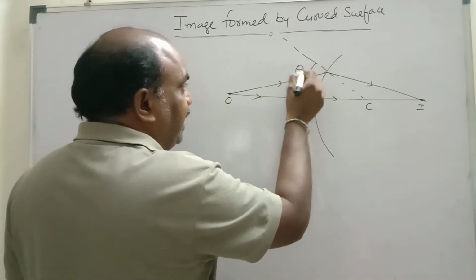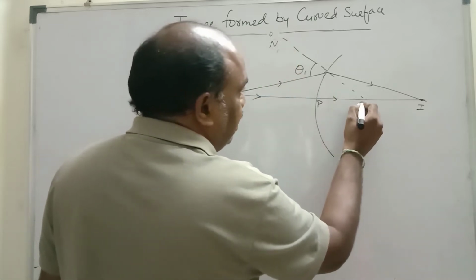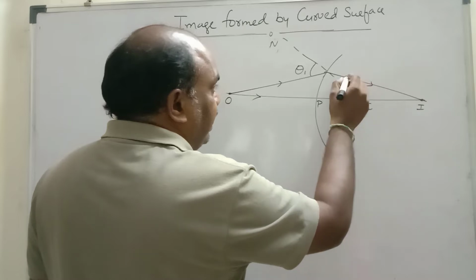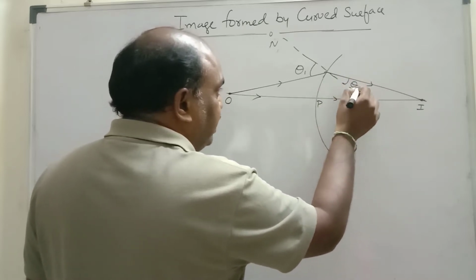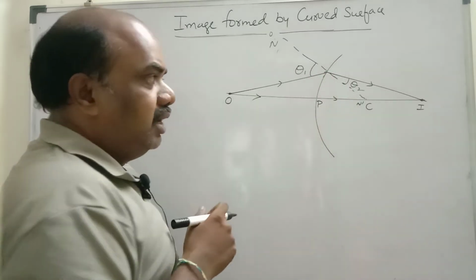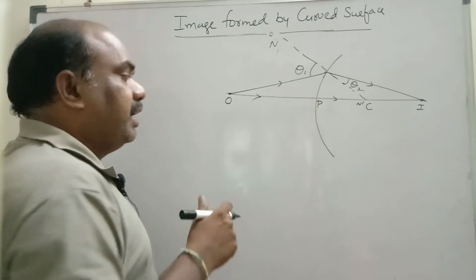Observe children, this incident ray is making some angle with the normal. This is the angle of incidence, theta 1. This is the normal. This is the refracted ray, it is making some angle with the normal. This is the angle of refraction, theta 2. These two will not be equal. It is not a reflection, it is a refraction. So theta 1 and theta 2 are different.